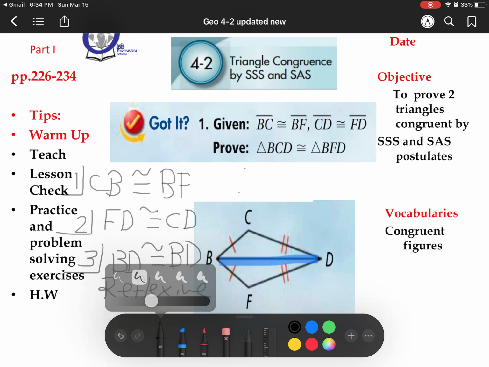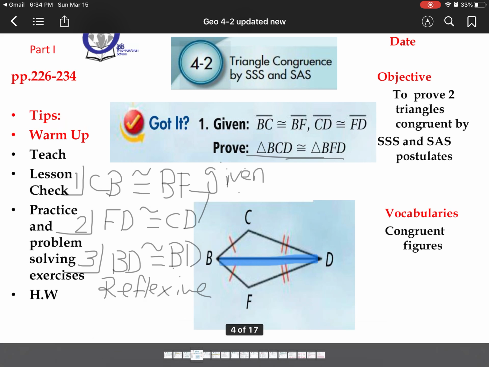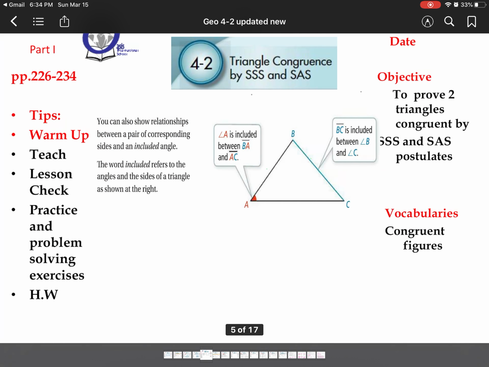Okay? The first two reasons were given. And for the first and the second, given. So what's the rule? What's the result? That my two triangles are congruent. That's it. Let's go to the second postulate.